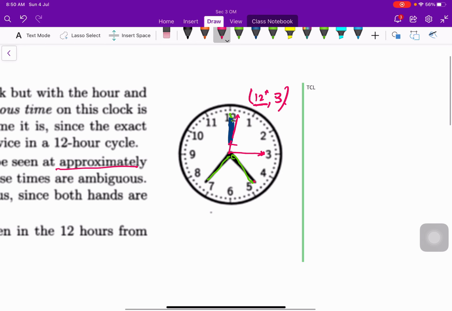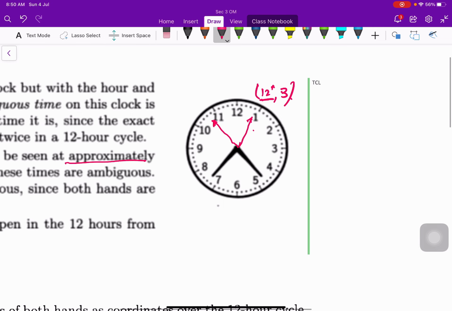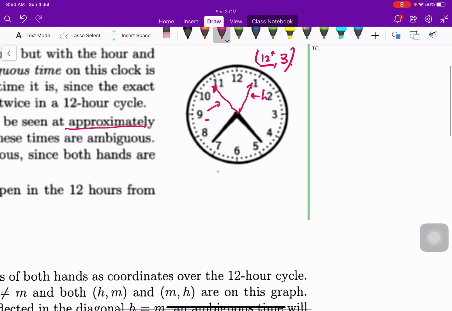That means now I look at this point. This is almost coming to 1 o'clock already. Let me clean this part here. Let's say this is almost coming to 1 o'clock, say 12:53. This is the hour hand, and this is the minute hand, right? 12:53. That means I will indicate this as 12 plus and then 10 plus, because we follow this marking. Instead of 53, I say that it's 10 plus.